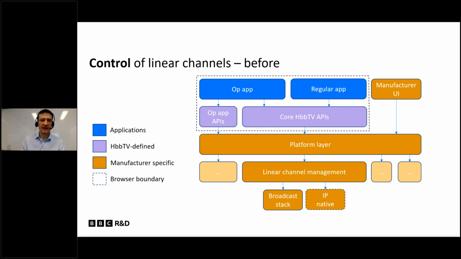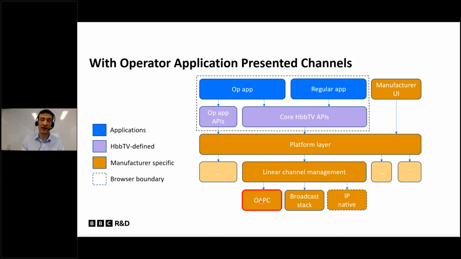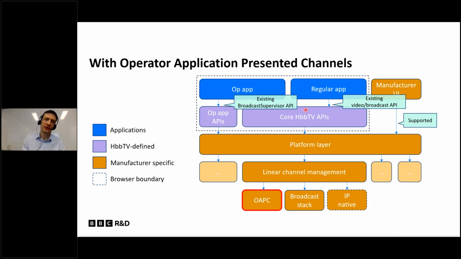So just in a little bit more detail under the hood, how does this work? Here's an illustration of the applications at the top calling through HbbTV APIs, ultimately down to some TV components that manage selection and playback of broadcast channels and possibly IP native FAST channels or whatever, and that being controllable also through the manufacturer UI through this route. So what changes? Well, we add an additional type of channel, essentially the OpApp presented channel. There's some implementation there by the TV manufacturer, but it is all accessible through the standard HbbTV APIs and through the existing UIs.